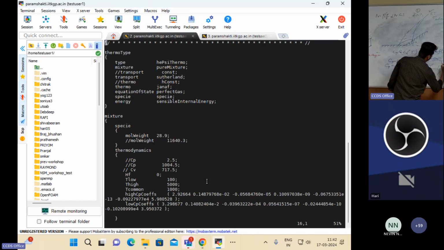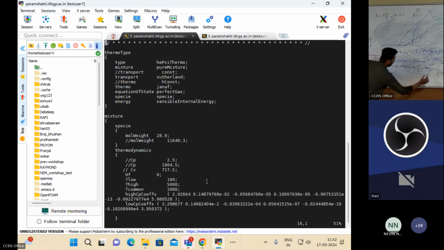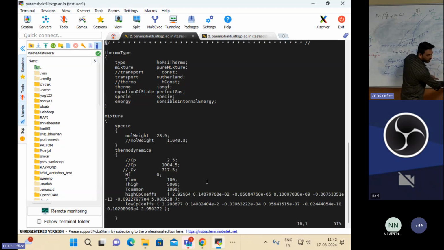So this is T low, this is T high. There is another set of polynomials for this, right? So for these two temperature ranges, there are two polynomials, one representing high CP coefficients, valid for the higher temperature range, and one representing low CP coefficients valid for the lower temperature range. You can take the temperature range T1 to T3 and construct a whole polynomial, but that will give a bit of error in your simulation. So it is better to make piecewise polynomials.